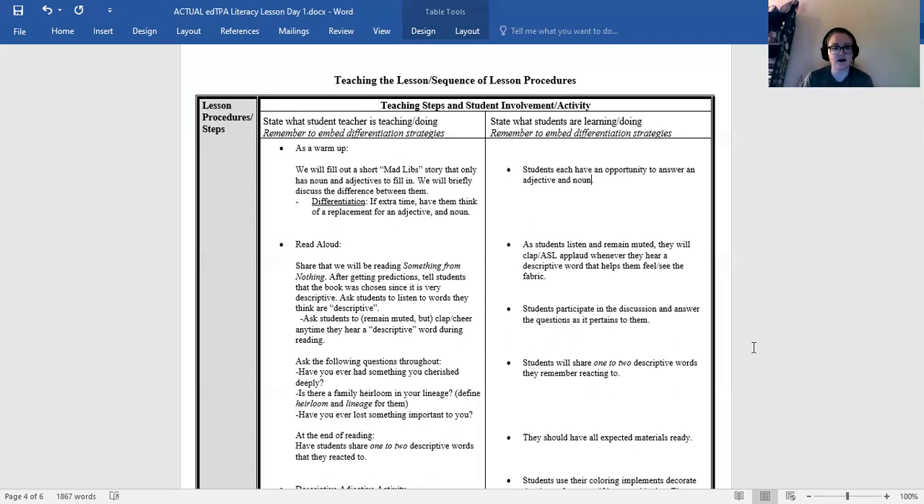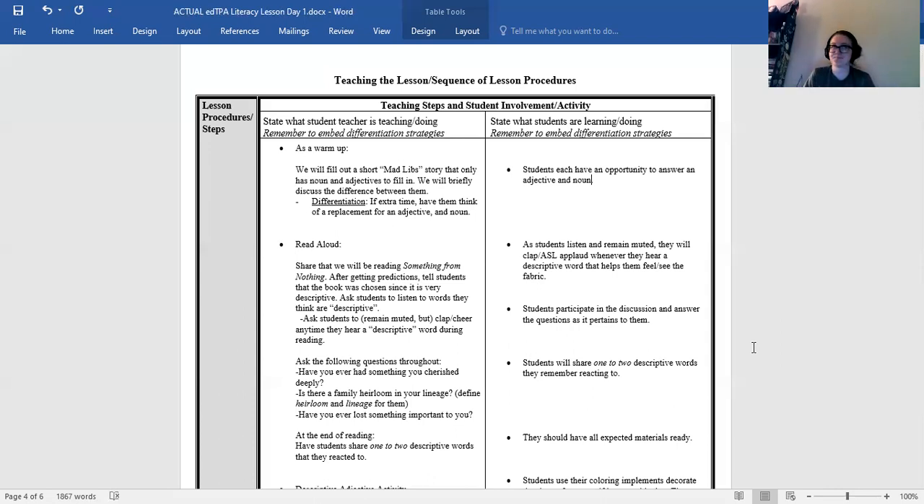All right. It's also based on a Jewish folktale. Gotta represent my culture. All right. And then, so ask students to listen to the words that they think are descriptive. So ask students to remain muted, but clap, cheer anytime they hear a descriptive word being read.